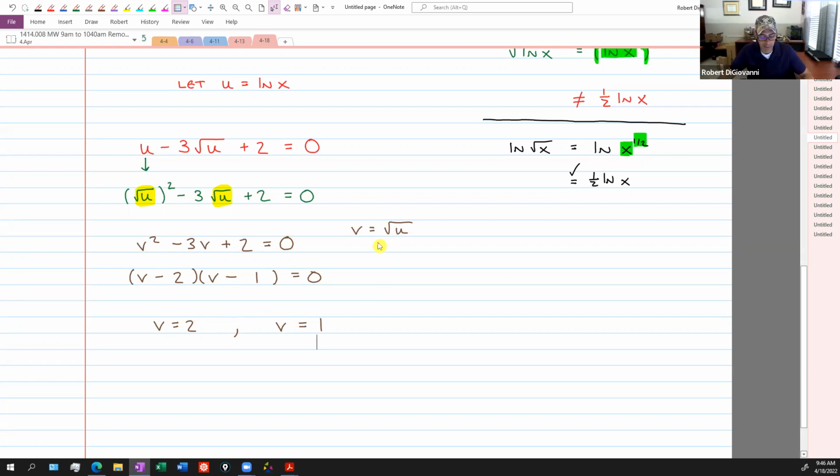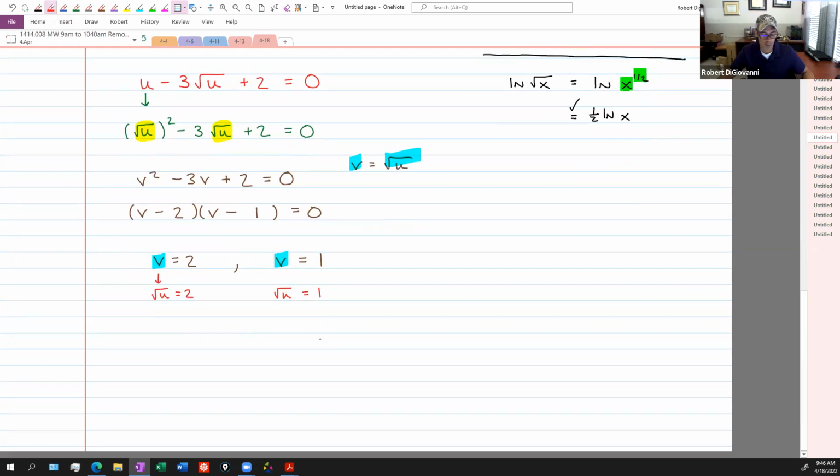So I'm going to go back now and figure out, okay, well, what was v? V, we said was the square root of u, right? So everywhere I see a v, I'm just going to replace it with square root of u. That equals 2, and the square root of u equals 1. All right, great. Can you tell me what u is now? How could you solve for u on this? What would you do to get rid of that square root? Square both sides, right? So if I square both sides, I'm going to get u is equal to 4. Do the same thing over here. Square both sides. We get u is equal to 1 squared is still 1.